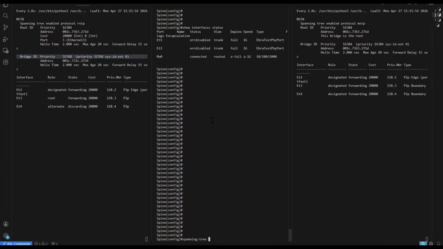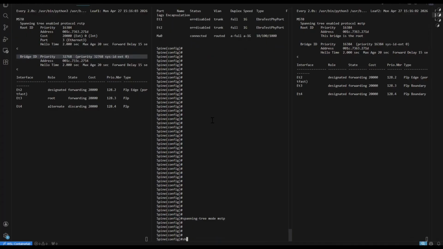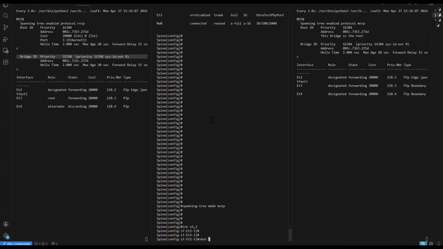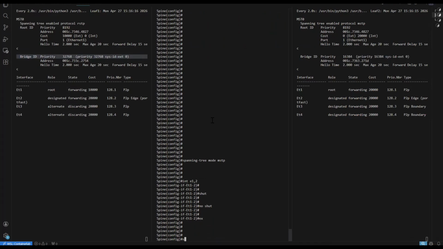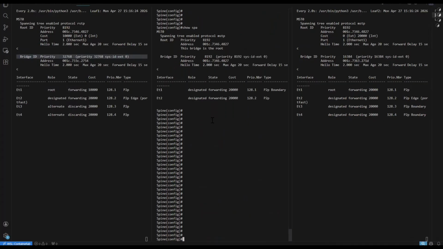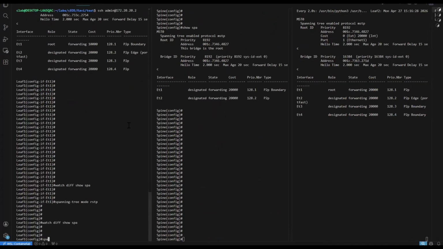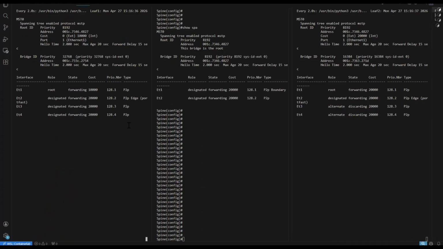Okay, let me revert everything. Now I'm going to quickly test the failure scenario. Okay, spanning tree mode MSTP. And I have to go to interface Ethernet 1 and 2 and shut and no shut. So now the spine has become the root, because now let me also do that here. Spanning tree mode, I'm going to run MSTP. So what I'm going to do is I'm not going to do show.